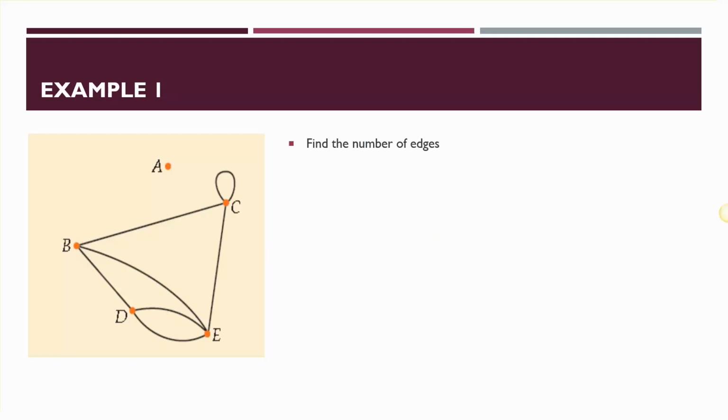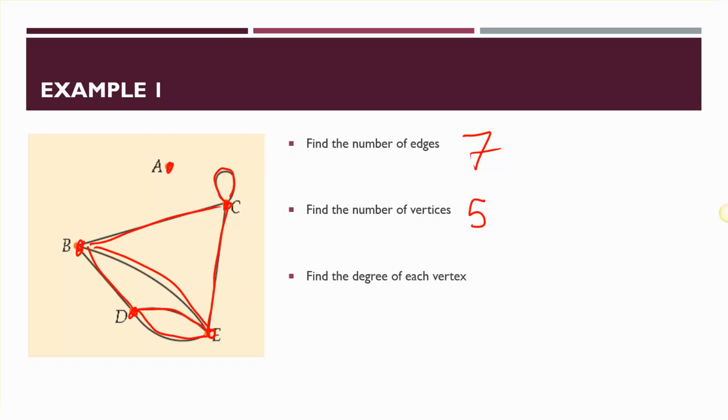Alright, so going into an example, we're going to ask a series of questions. The first one is find the number of edges involved in this network. Remembering that a loop counts as one edge, there's 1, 2, 3, 4, 5, 6, 7. There are 7 edges. The number of vertices: 1, 2, 3, 4, 5. 5 vertices.